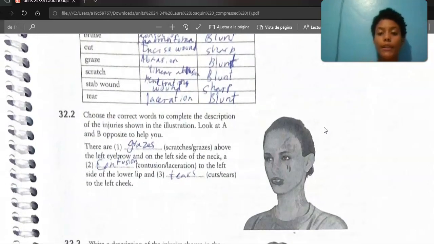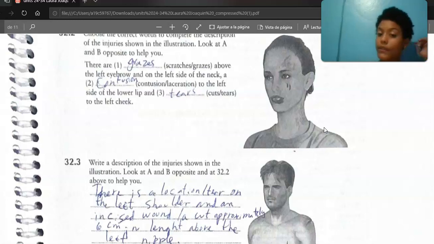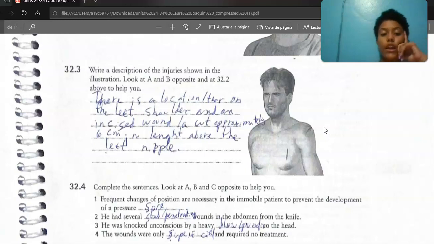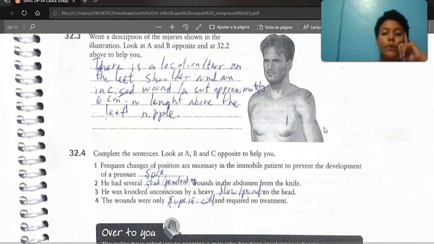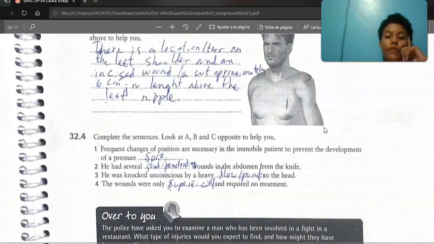Choose the correct words to complete the description of the injuries shown in the illustration. Look at the box opposite to help you. There are scratches, abrasions, above the left eyebrow and on the left side of the neck. Contusion, laceration to the left side of the lower lip extending to the left cheek. Write a description of the injuries shown in the illustration. Look at the box opposite to help you and at 32.2 above. There is a laceration on the left shoulder and an incised wound, a cut, approximately 6 centimeters in length above the left nipple.